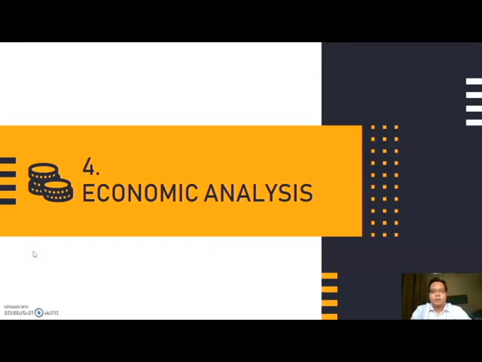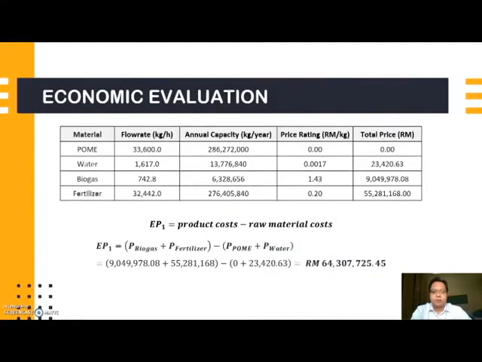So I'll be explaining further on the economic analysis for this project. For the economic evaluation, we did two types of economic potential, which is EP1 and EP2. For EP1, it is the product cost minus raw material cost. For the raw materials, we have POM and water, which is topped up in the amine stream. For the products, we have the biogas, which is the purified biogas, and the fertilizer.